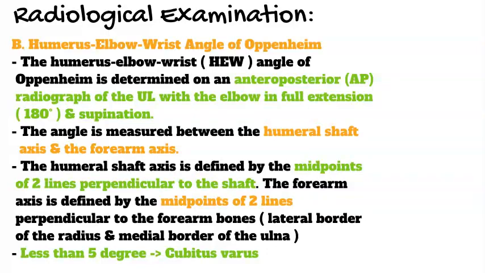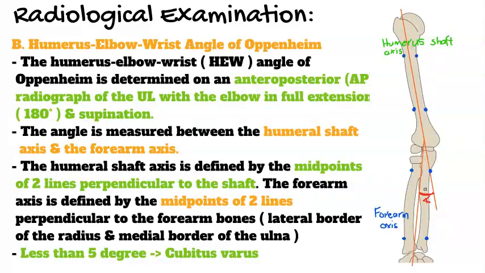This figure shows the humerus elbow wrist angle of Oppenheim. As you can see, the humerus shaft axis is defined by midpoints of two lines perpendicular to the shaft, and the forearm axis is defined by the midpoints of two lines perpendicular to the forearm bones. At the intersection, we get the angle.